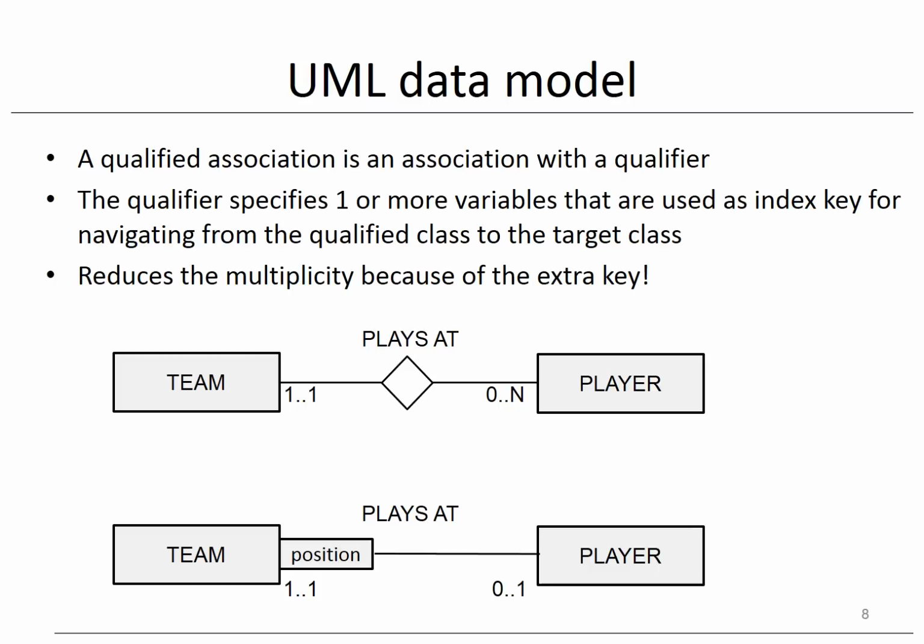Here you can see an example. We have two classes, team and player. They are connected using a 1 to n relationship type in the ER model, since a team can have 0 to n players and a player is always related to exactly one team. This can be represented in UML using a qualified association by including the position variable as the index key or qualifier. A team at a given position has 0 to 1 players, whereas a player always belongs to exactly one team.